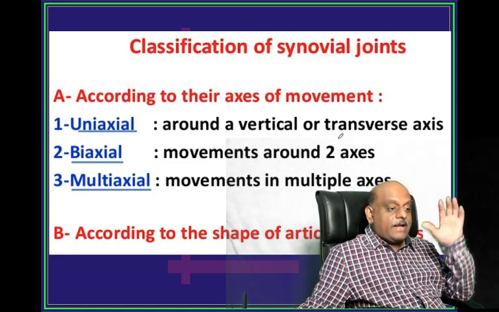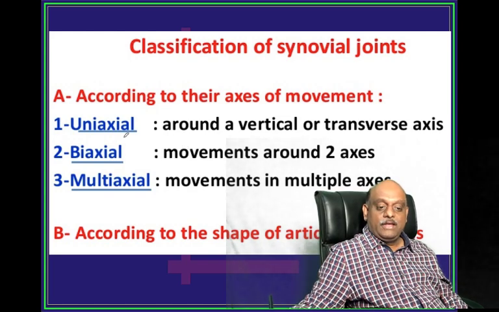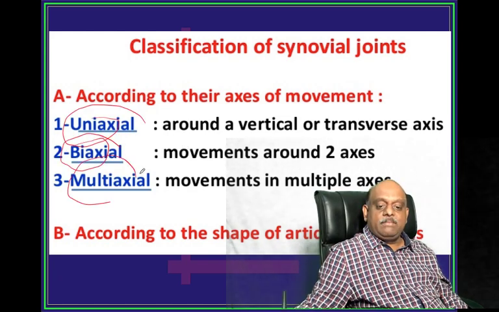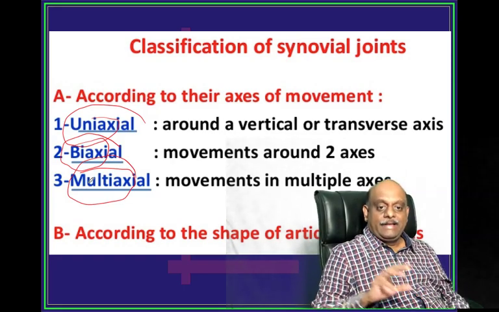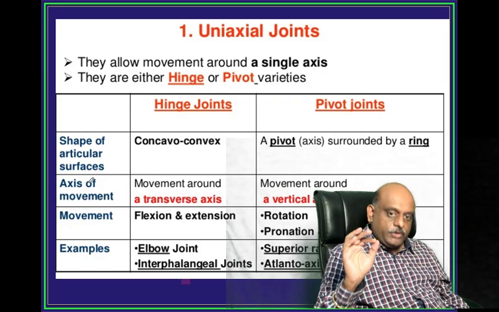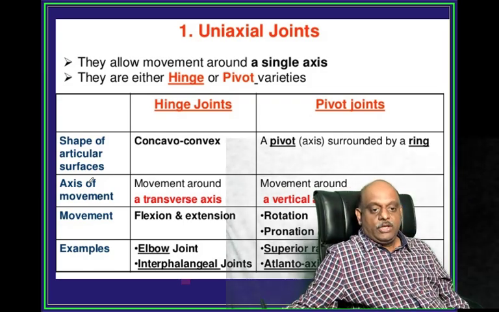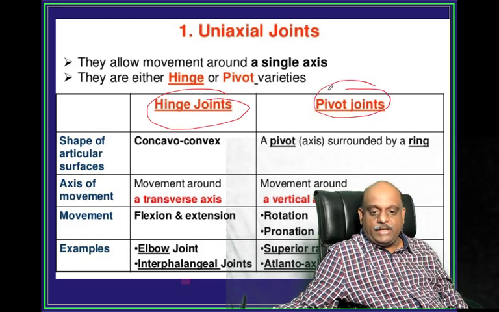Now, what is the classification of these synovial joints? Uniaxial, biaxial, multiaxial, कितने axis के ऊपर ये घूम रहे हैं, उसको different axial बनाया. Let us talk about uniaxial joints. Uniaxial joints में दो तरीके के होते हैं, एक hinge joint और एक pivot joint.